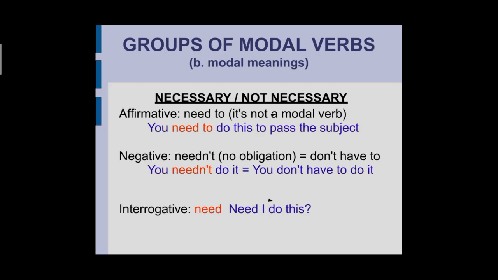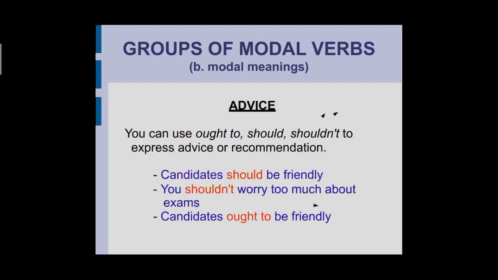Negative, you need not do it. That means आप वो कर भी सकते हैं, नहीं भी कर सकते. Now next one is advice. You can use ought to, should, shouldn't to express advice or recommendation.